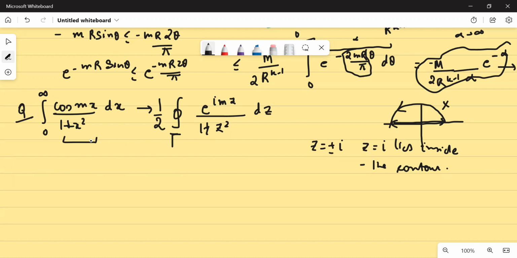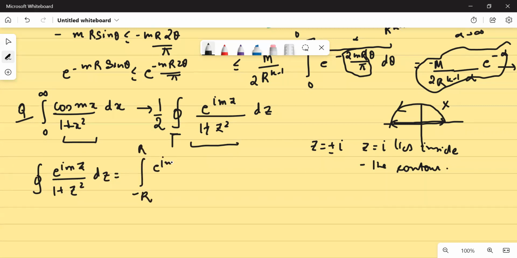So let us try to evaluate this integral. We'll take the half otherwise. So the integral of e to the power iota mz upon 1 plus z square dz will come out as the integral from minus r to r of e to the power iota mx upon 1 plus x square dx, and then there will be an integral over the semicircular arc of e to the power iota mz upon 1 plus z square dz.